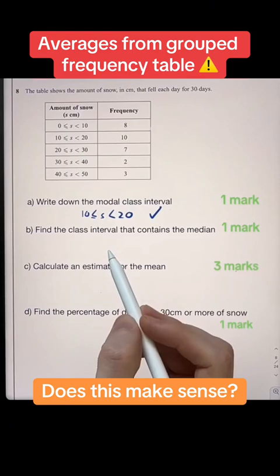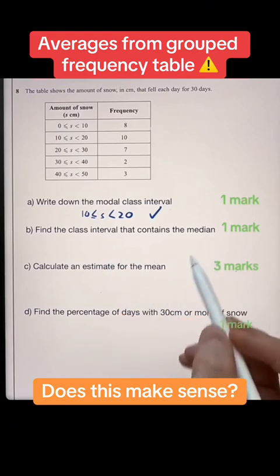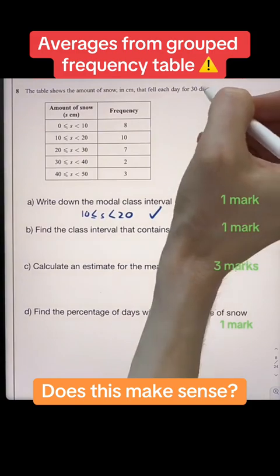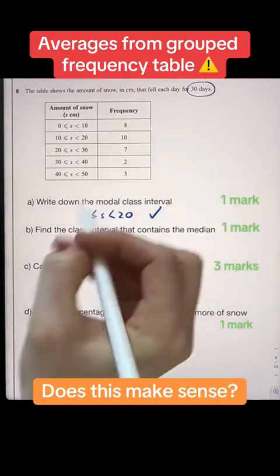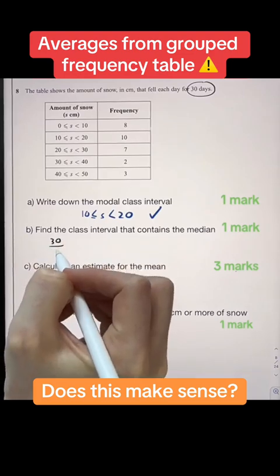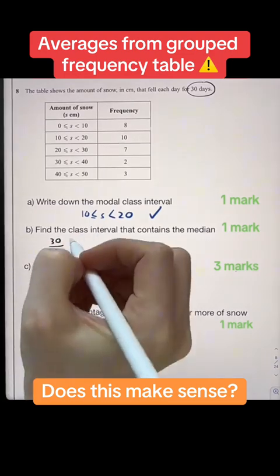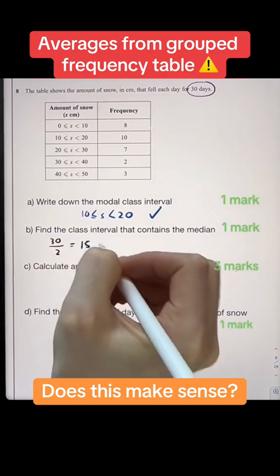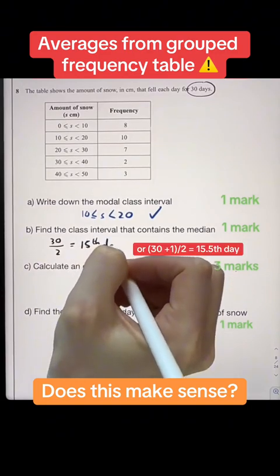Part B, find the class interval that contains the median. Well, our median is our middle value. I know there's 30 days. Therefore, to find the median, I take the number of days, in this case 30, and always divide by 2. Well, 30 divided by 2 will give us 15. So I want to find the 15th day.